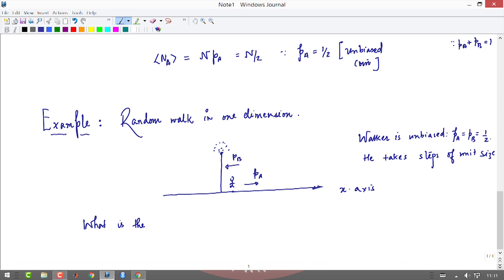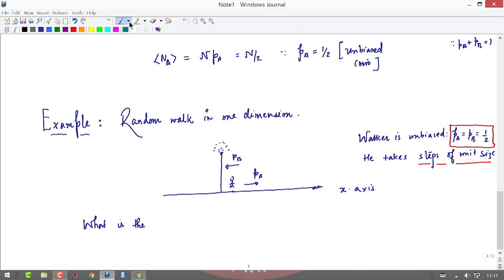Okay. So, let us underline these two important assumptions, because we are going to use them in our discussion. This is one important thing that I have assumed, that the probabilities are equal in the forward and the backward direction and they are half. Another thing that I have assumed is that the steps are of unit size. Okay. These are the two assumptions I am going to work with.